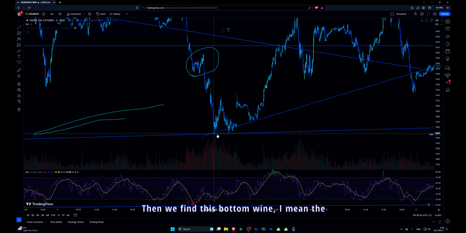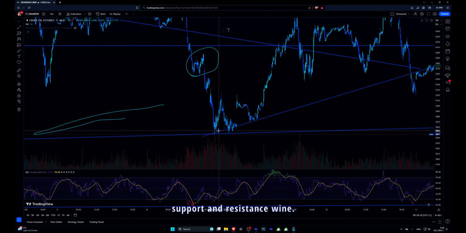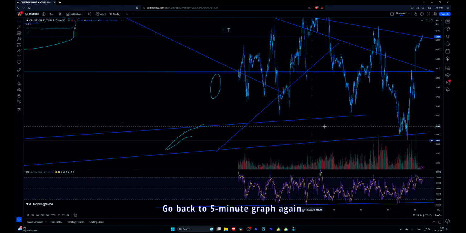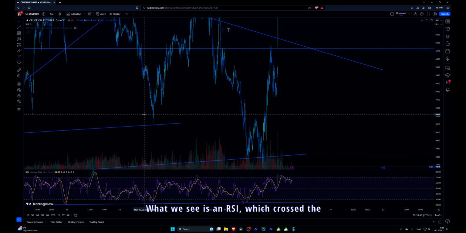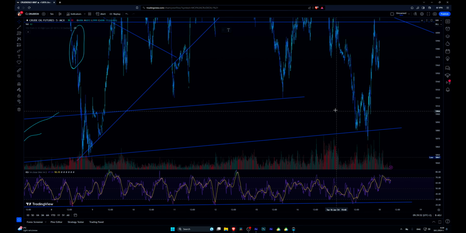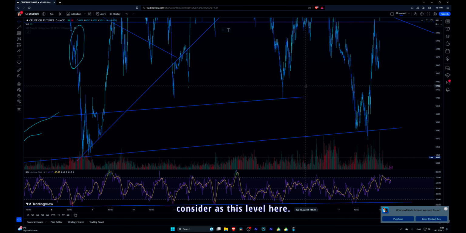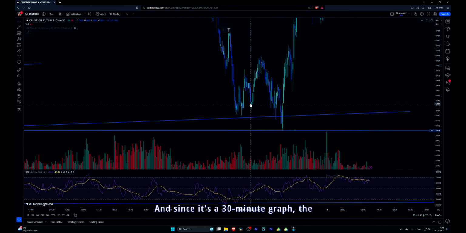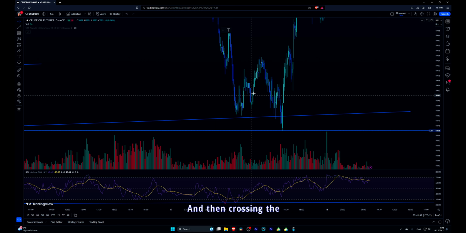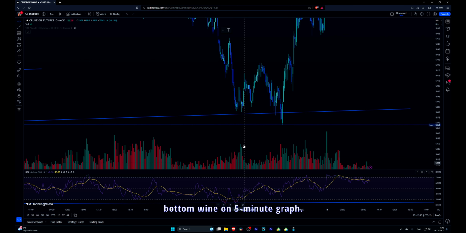Then we find this bottom line, I mean the support and resistance one. We can draw another one, catch this level here also, and go back to the 5-minute graph again. What we see is an RSI which crossed the line here. We found this support and resistance line which is around the bottom of the pattern, which we can consider as this level here on the 30-minute graph. When it actually crossed the bottom line on the 30-minute graph, it's a good indication, longer than on the 5-minute graph, and then crossing the bottom line on the 5-minute graph.